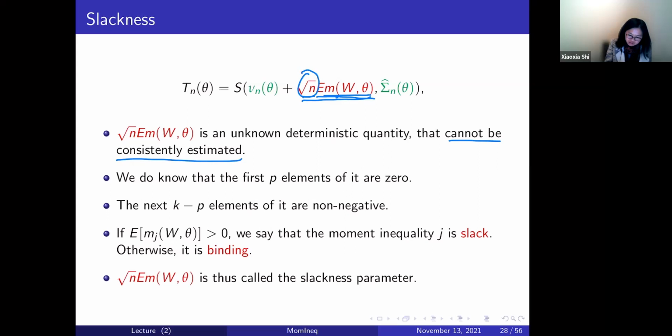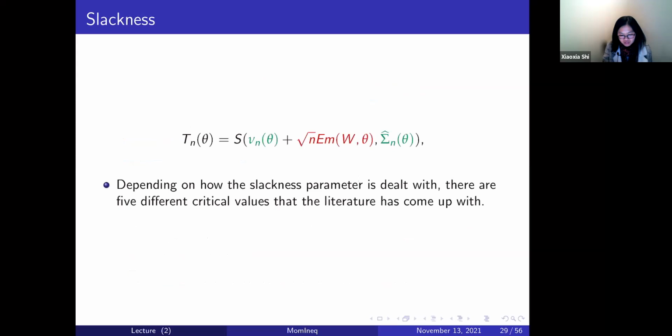If they are strictly positive, then we say the moment inequality j is a slack moment inequality. If E m_j(W, theta) equals 0, we say that the moment inequality is binding, not slack. And root n times E m is also called the slackness parameter. And that slackness parameter cannot be estimated consistently, but it can be bounded.